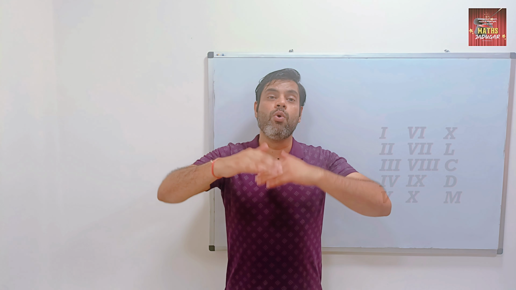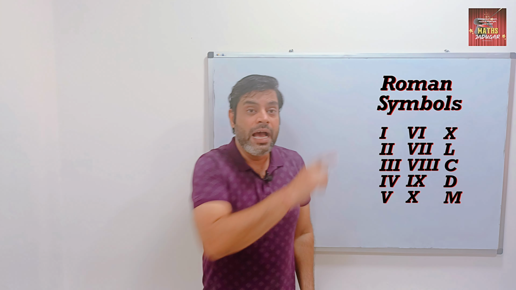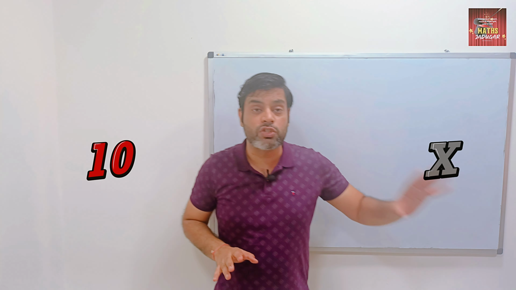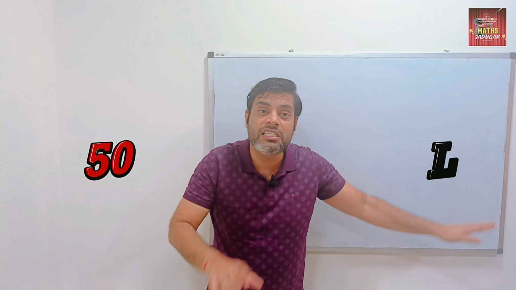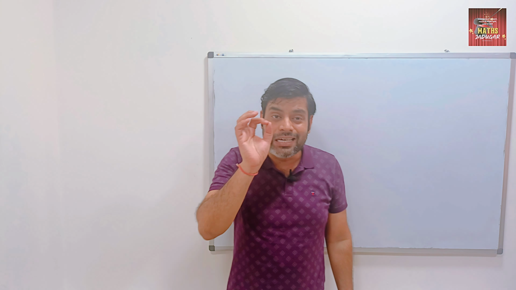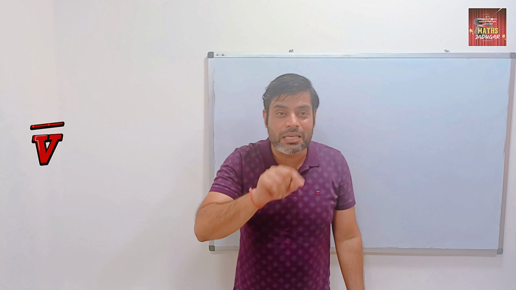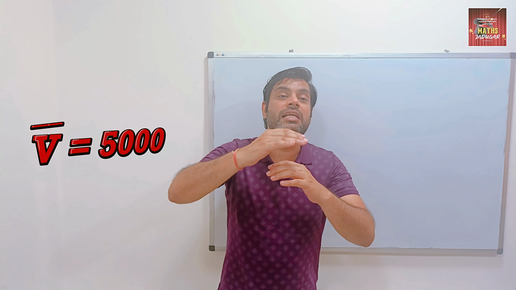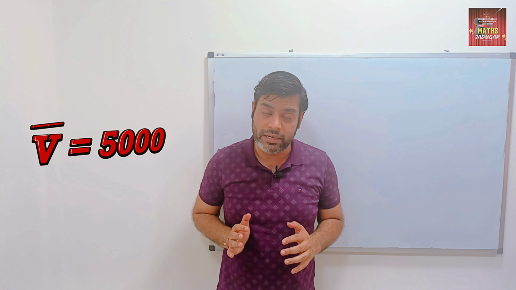Now let's come to some higher symbols. All are listed here. I is for 1, V is for 5, X is for 10. Then there is L for 50, C for 100, D for 500, M for 1000, and there is also something like a line over a symbol. That means that symbol is multiplied by 1000. We will learn about that.